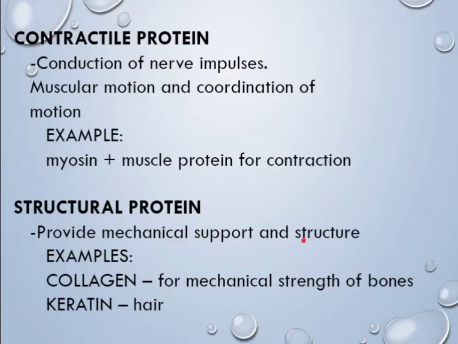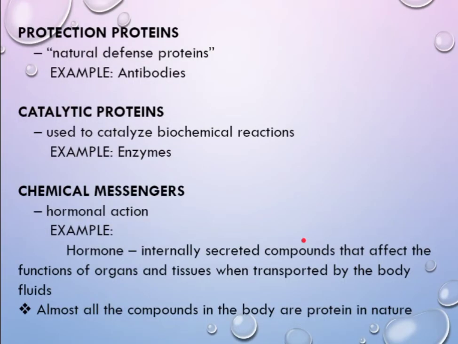We can also categorize it under contractile protein, which is the conduction of nerve impulses, muscular motion, and coordination of motion. So that is contractile proteins. A good example of this are myosin plus their muscle protein, which is responsible for muscle contractions. Then you also have your structural protein, which will provide mechanical support and structure. Good example is the collagen for mechanical strength of our bones, and keratin, which is found in your hair.